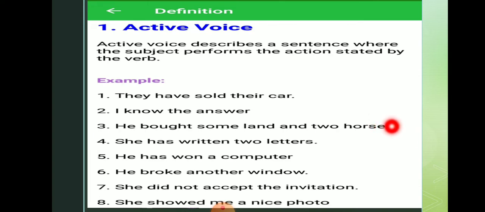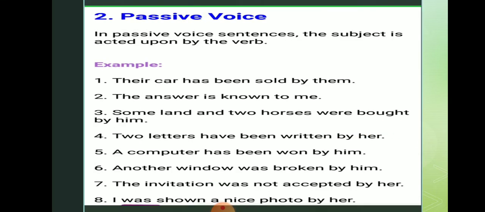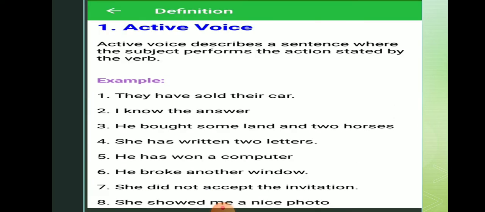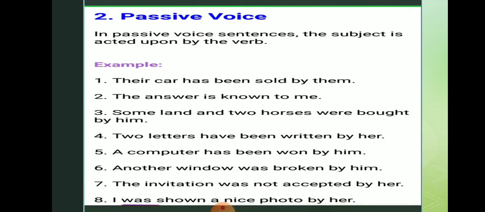So now let us move on to the next slide, that is, what is passive voice. In passive voice sentences, the subject is acted upon by the verb. That is, more importance is given to the receiver of the action or the action done. So you could see in the example, they have the same effect there. Their car has been sold by them. I know the answer, that is the active voice sentence. The answer is known to me.